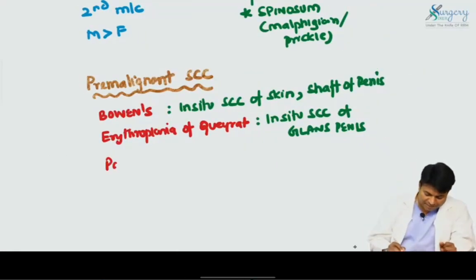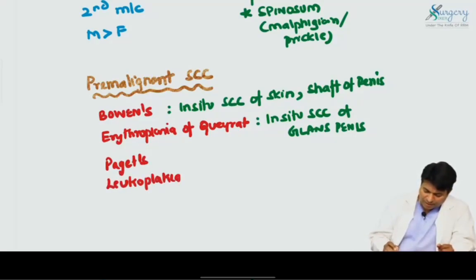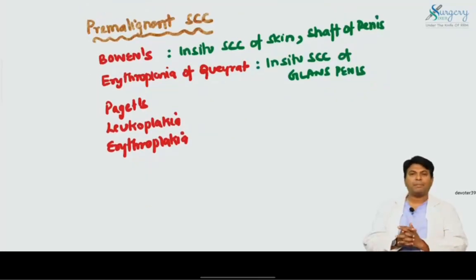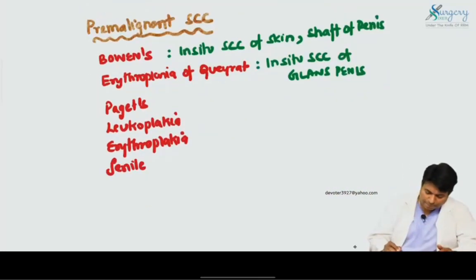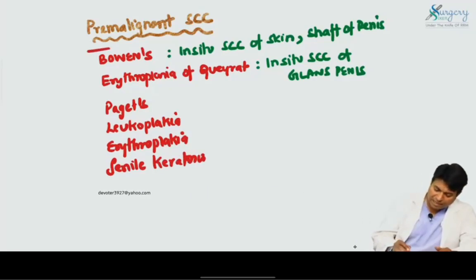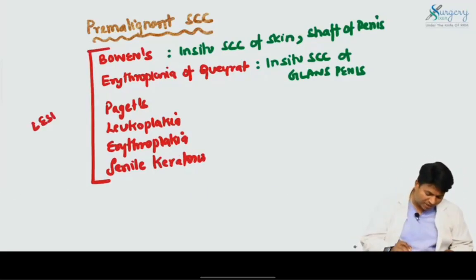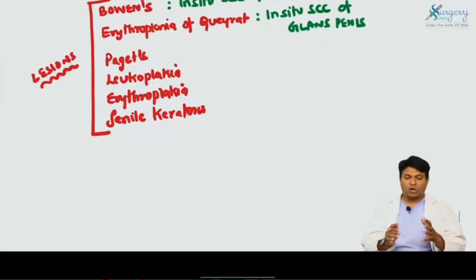Other lesions are Paget's disease, which can cause this. Leukoplakia can cause squamous cell cancer. Erythroplakia can cause it too. Senile keratosis as well. All these are typical pre-malignant lesions. First I have discussed the lesions, the various lesions causing squamous cell cancer.